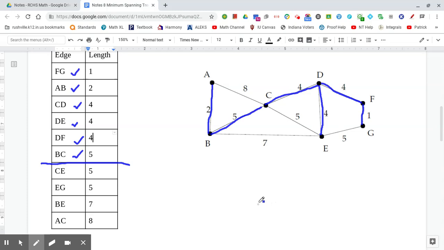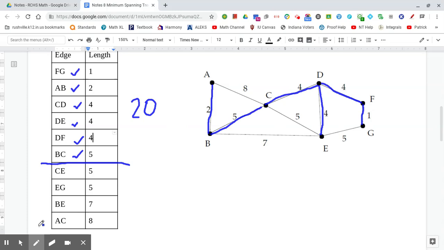All right, so one more thing to do. We don't necessarily need to list all of these out or redraw it, but what's important is that we state what is the weight of that minimum spanning tree. So you would just add these up. Add up all of these lengths. That's why I put a check mark next to the ones that I use. So now I know which ones I'm going to add up, and that's going to give us a weight of 20. So the smallest spanning tree that we could have here would have a weight of 20.